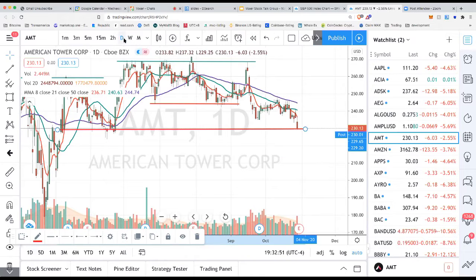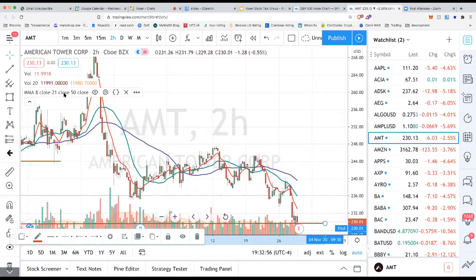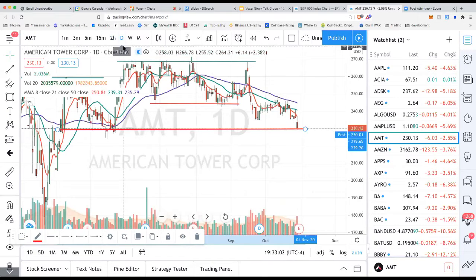So since this is a day period, even if I clicked on a 2-hour, even though I have an 8, 21, and 50, it would be based on 2-hour increments. Versus if I were on a daily chart, it's based upon individual days. So you have to look at the time frame you're in to the number that corresponds to the moving averages. And what moving averages does, it just smooths these jolts up and down and gives you more of a smoothing curve to make decisions.